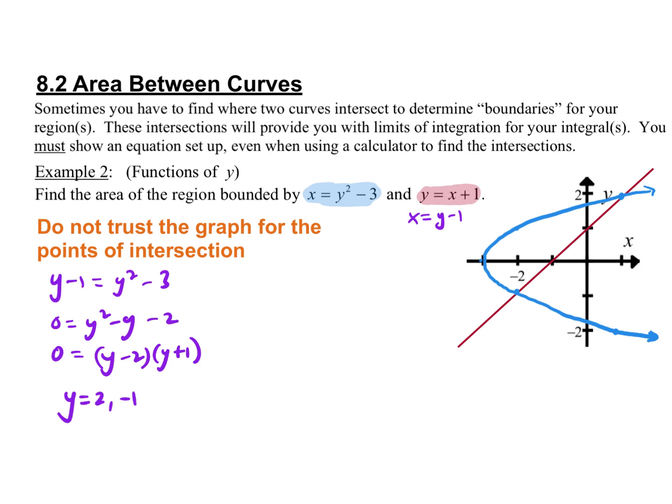All right, so here's my setup. Okay, in this case, my right function is x equals y minus 1. Subtract off the left function. This should be your setup. Okay. Then it's just a matter of simplifying and integrating.